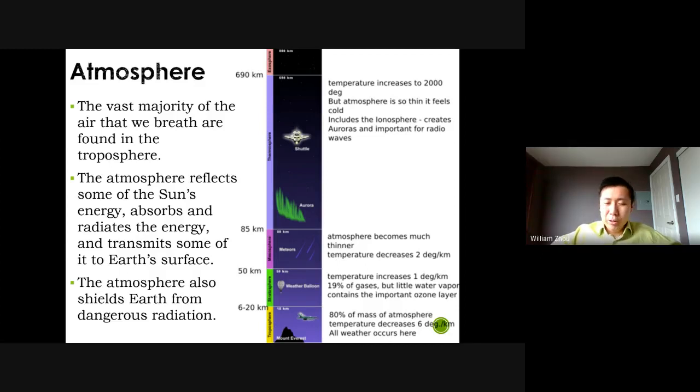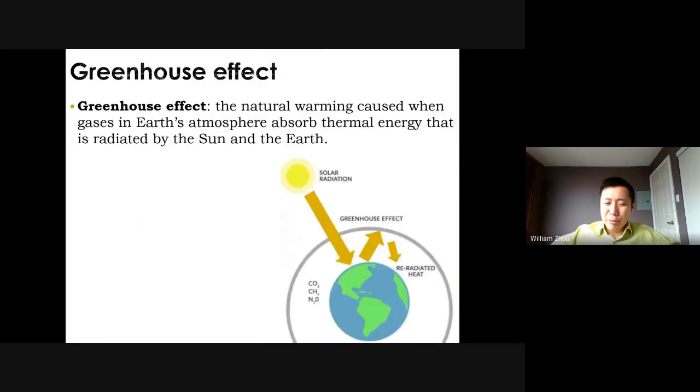Now, if the ozone were to disappear, we have a huge problem. Then you have X-rays and ultraviolet rays outside. If you walk outside, you're taking a huge risk because you can get cancer.